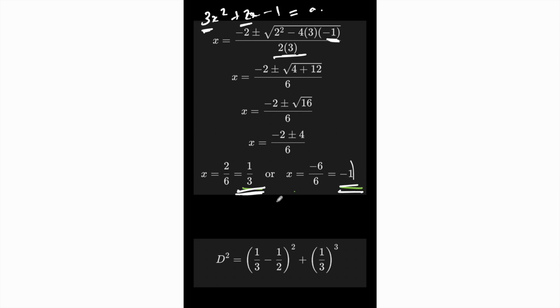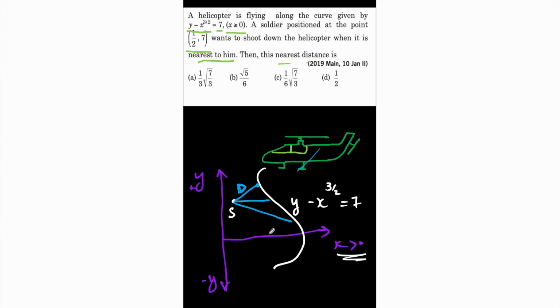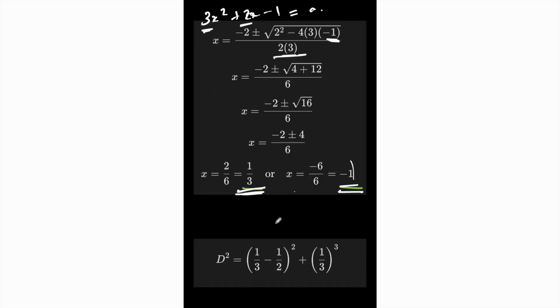But in our case, x can be only a positive value, right? x will be along the positive, it is mentioned here. So we can take only x as 1 by 3. We will not take x equal to minus 1. So x equal to 1 by 3 will give you the minimum distance. It is at that coordinate that the distance becomes minimum.